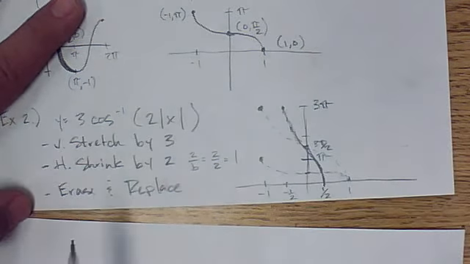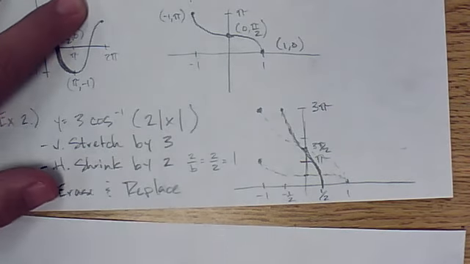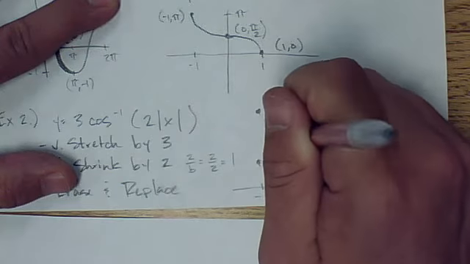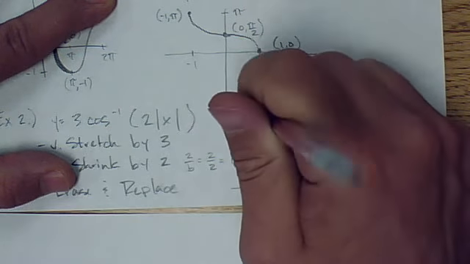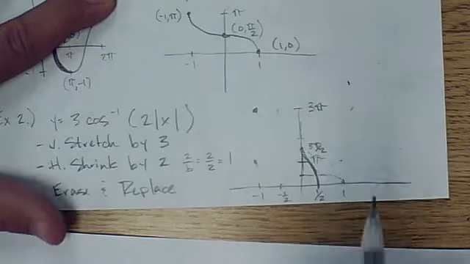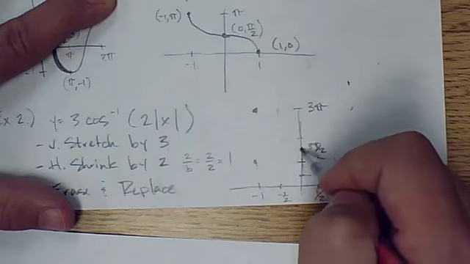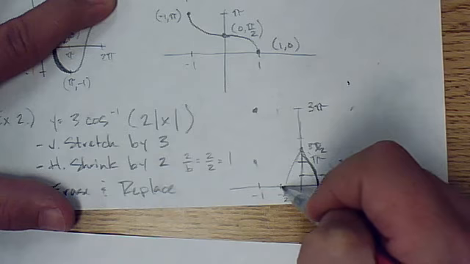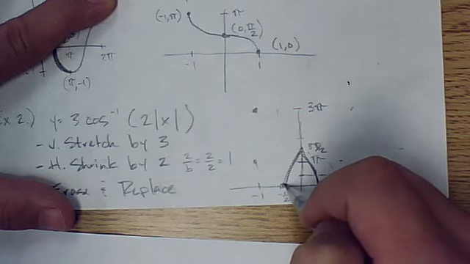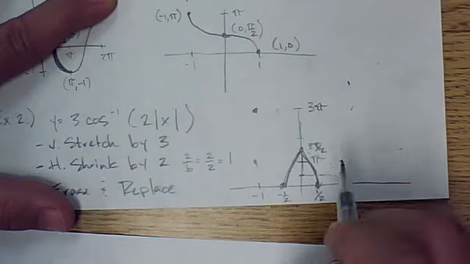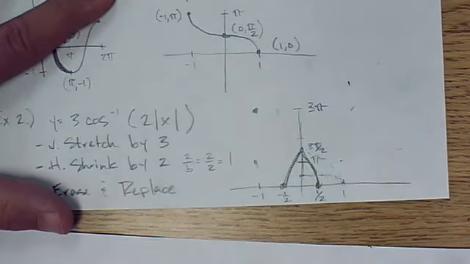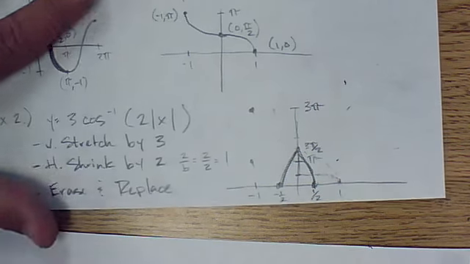Now, the very last one, the absolute value on the inside is your erase and replace. What that means is we're going to erase everything on the left side, and we're just going to replace it with a mirror image of the right side. And you're done.